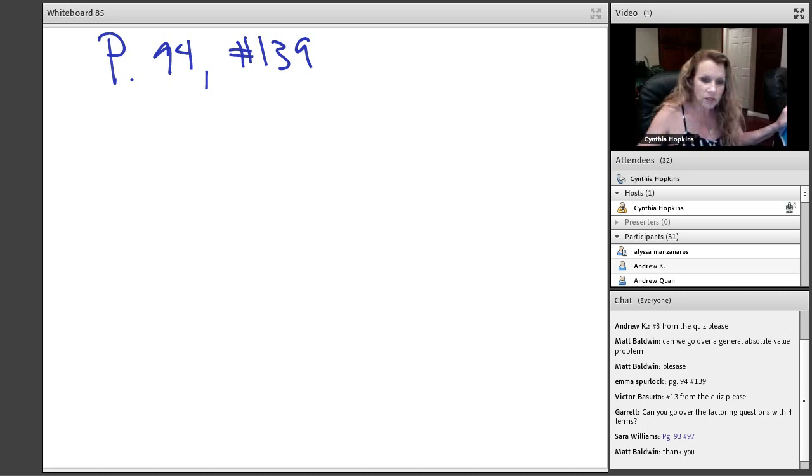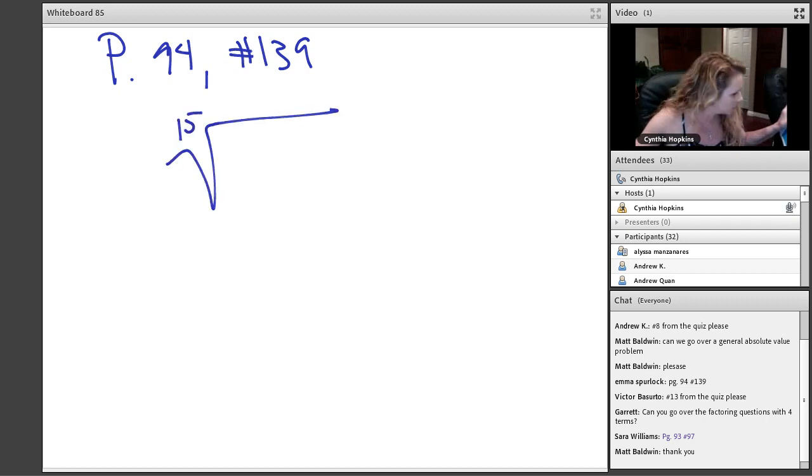All right, the directions here, Emma, say to reduce the radical index and remove any factors possible from the radicand. All right, so we have the 15th root of 27x to the 6th y to the 12th.